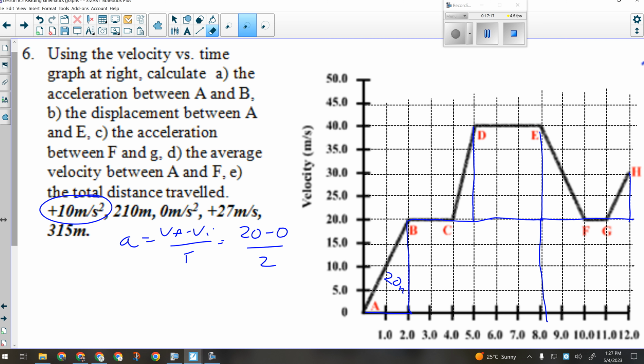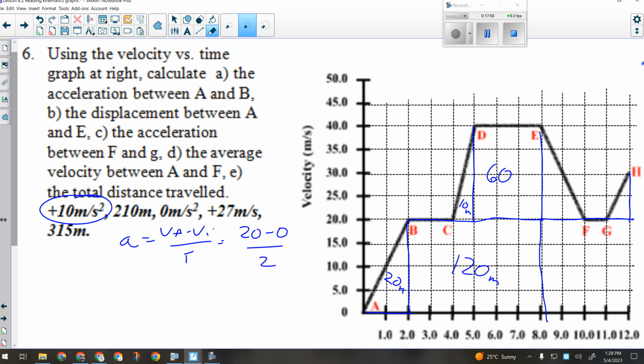Now, you may have drawn these boxes a little bit differently, but in the end, it's going to end up being the same. We have a height of 20 and a base of 1, 2, 3, 4, 5, 6. So that's going to be 120 meters there. This little triangle here has a height of 20 and a base of 1, divided by 2, that one's 10 meters. And then this box here has a height of 20 and a base of 3, so that's going to be 60. And then that's it for that one. So 180, 190, 210 meters positively, because it's forward for the total displacement to that position.